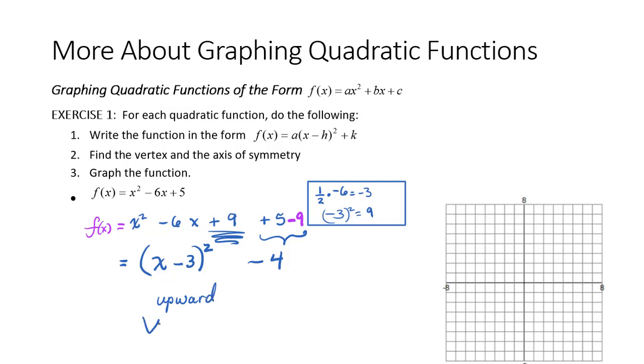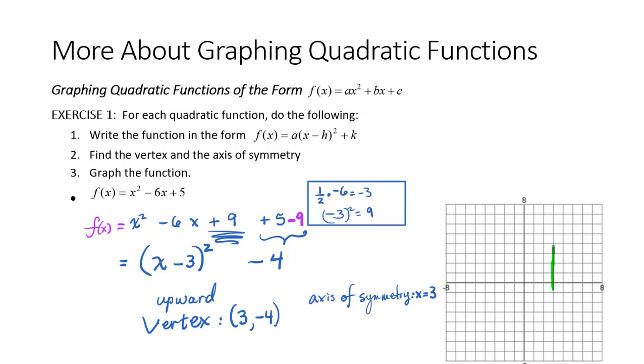Its vertex is at 3, -4, and the axis of symmetry is x equals 3. So we can now draw all of this.